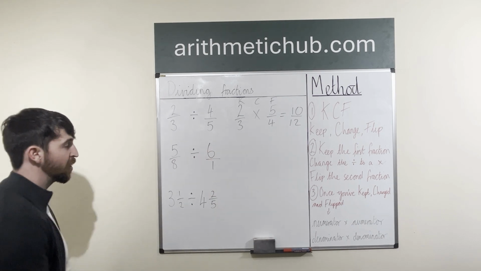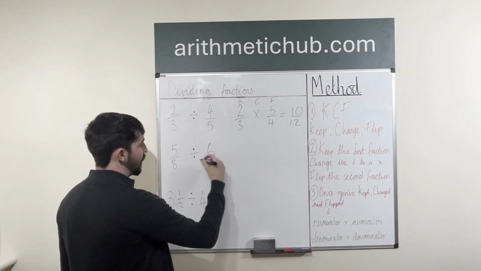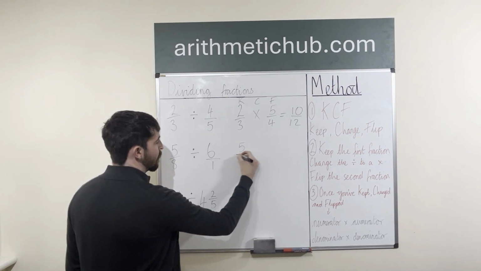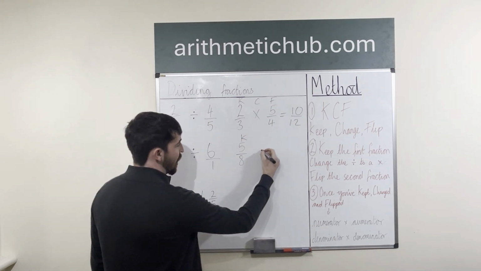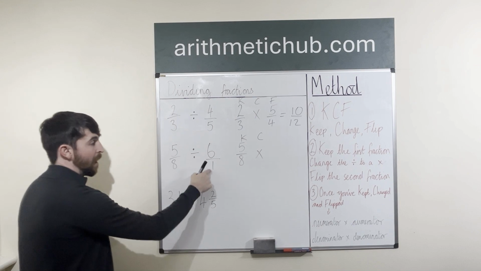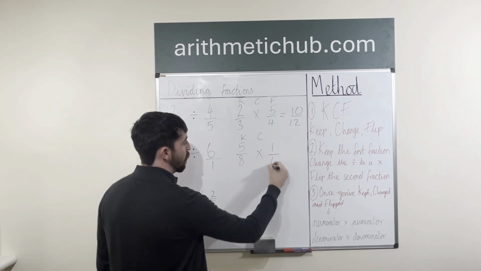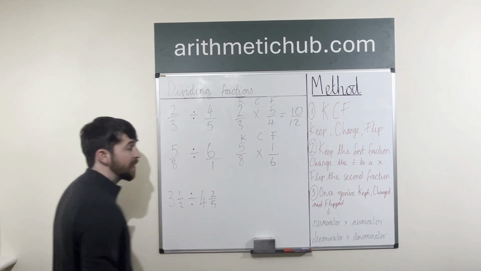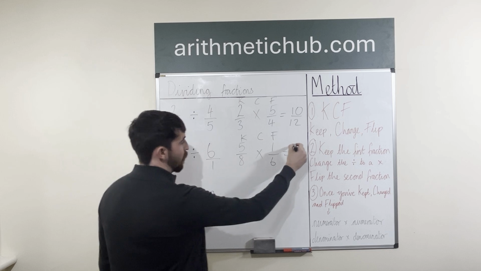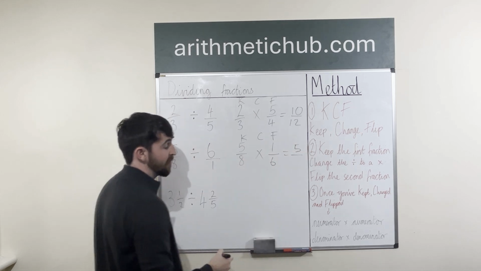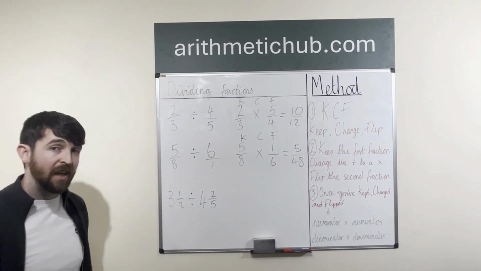So now what we would do, exactly the same method as we've got here, we're going to keep it, change it and flip it. So 5/8 we've kept. Divide, we're going to change into a times. And then 6/1, we're going to flip, so it becomes 1/6. Kept it, changed it, flipped it. Now all I need to do, 5 times 1 is 5, 8 times 6 is going to give me 48. That's how we would answer that question.